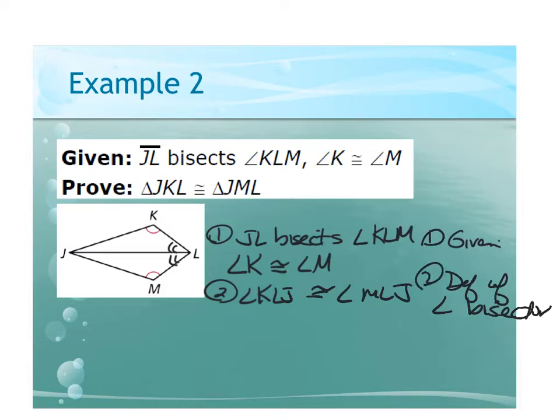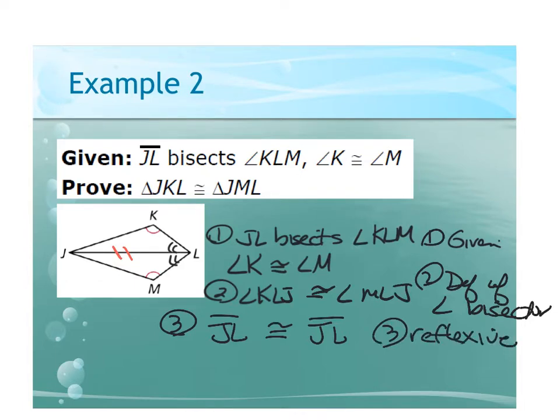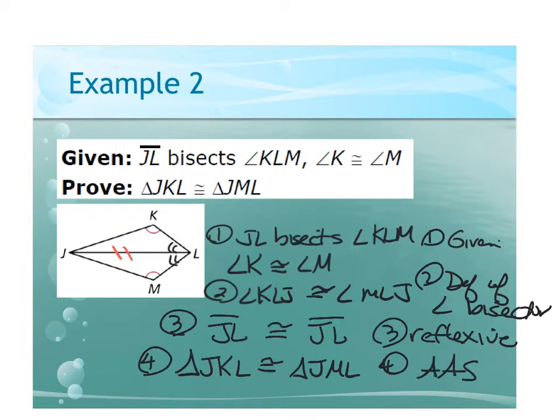Next, I'm going to show the reflexive side, and I'm going to show that JL equals JL, or is congruent to. And this is reflexive, not reflective. And then the last statement is my congruency statement, that triangle JKL is congruent to triangle JML, and my reason would be angle, angle, side. So notice I go from an angle to the non-included side.